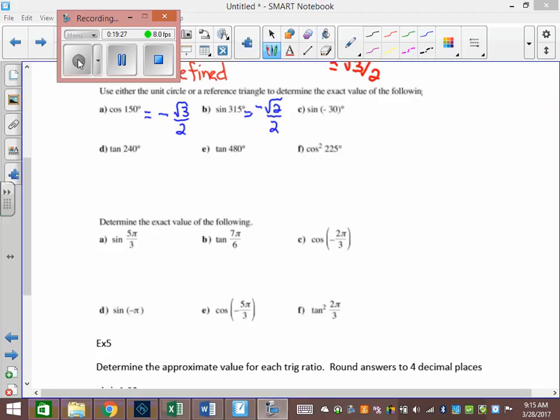Sine of negative 30. Negative 30 is coterminal with what? 330. So what's the y at 330? A half? Negative a half?